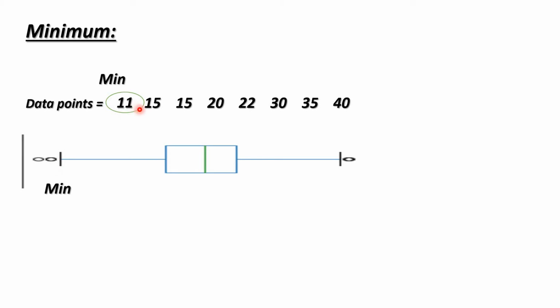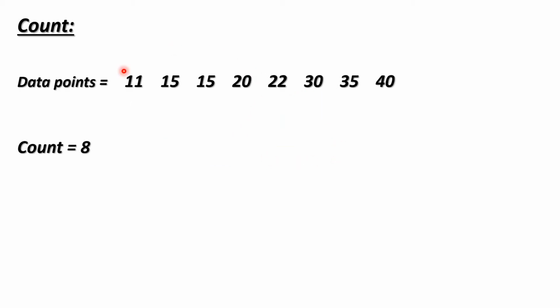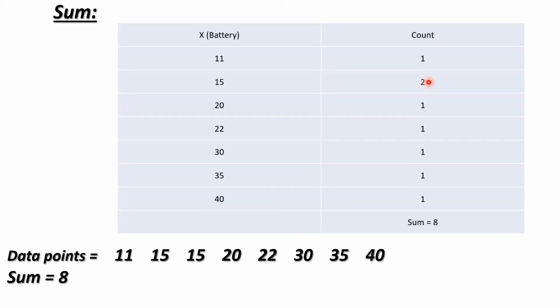So this is simple. Now the maximum is this one, and the number is 40, that is the maximum number. Now this is count. Count means how many data points you have. That is a count: 1 2 3 4 5 6 7 and 8. It's simple.